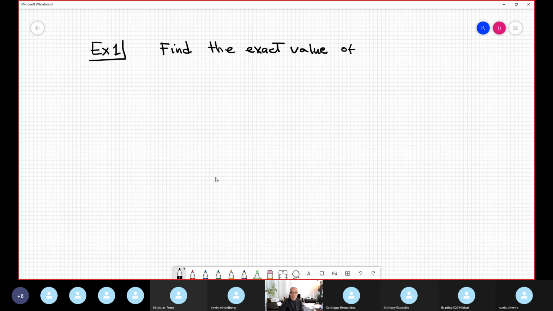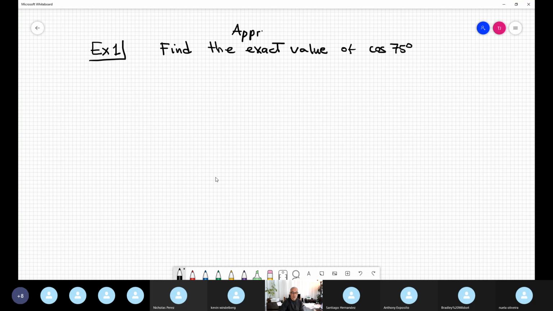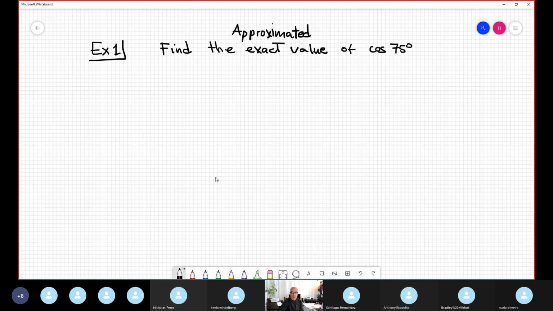of cosine 75 degrees. Well, if you want to find not the exact but an approximate value of the cosine of 75, you put it in the calculator, and that's it. The calculator gives me a decimal approximation and end of the story. Any angle in radian or degree, you can put in a calculator.